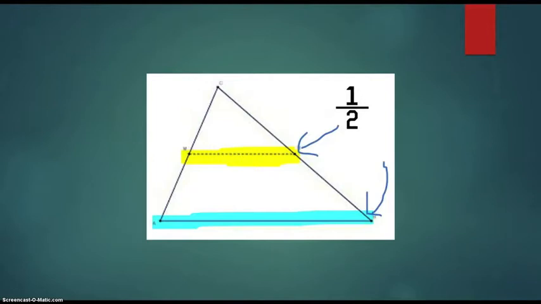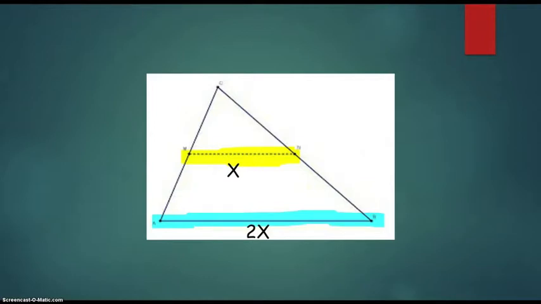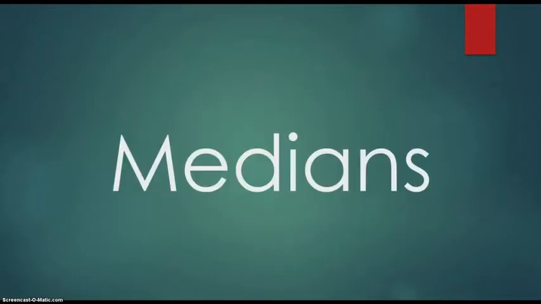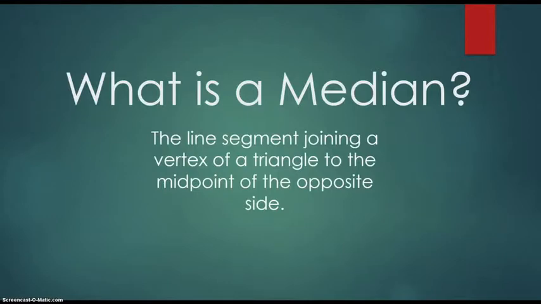The next thing you need to know is that the yellow line makes up half of the blue line. In other words, if the yellow line is x, then the blue line is 2x. Now I will begin talking about medians. What is a median? The line segment joining a vertex of a triangle to the midpoint of the opposite side.